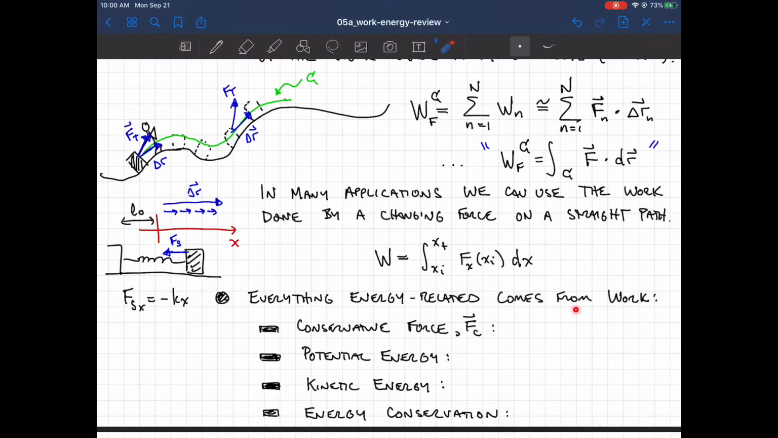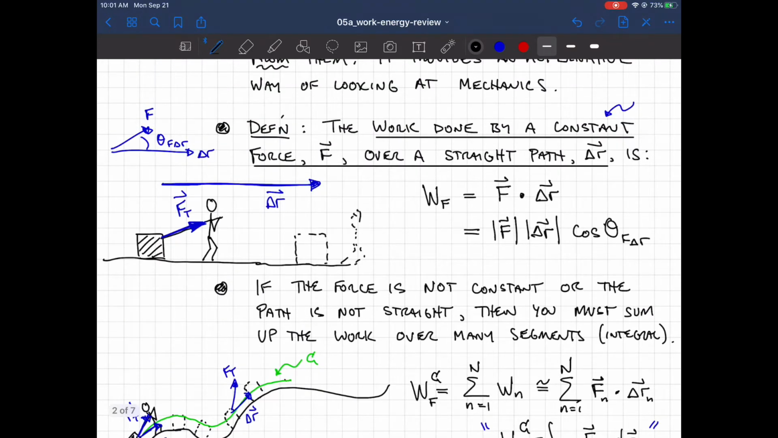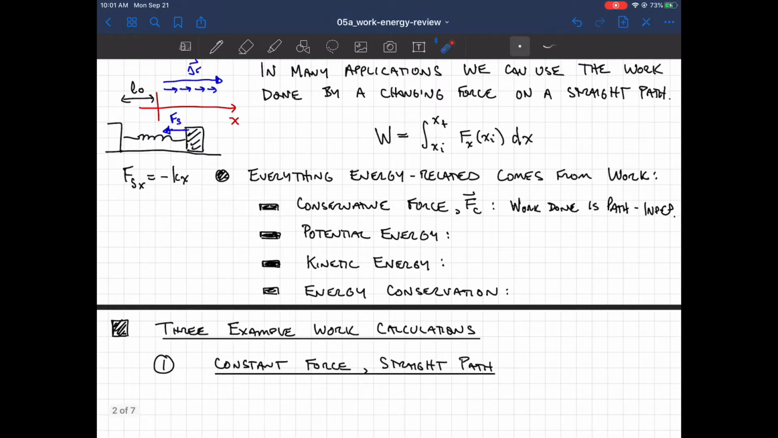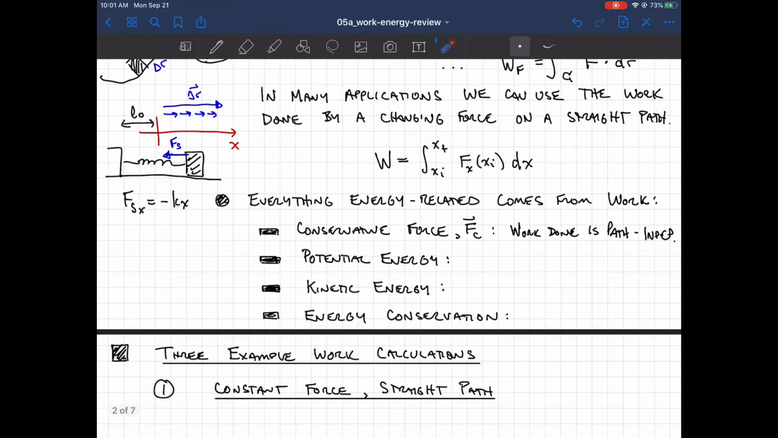So as I mentioned before, everything energy related will come from the work. So we'll talk about conservative forces. A conservative force is one where the work done is path independent. So notice in our definition of work, we said the work done over a particular path. If you were to take a different path, so instead of going straight across the ground, maybe I went up and down, it's possible that the work done would be different. Well, if the work done doesn't depend on which path you take, then you call that a conservative force, and we'll show an example of that.